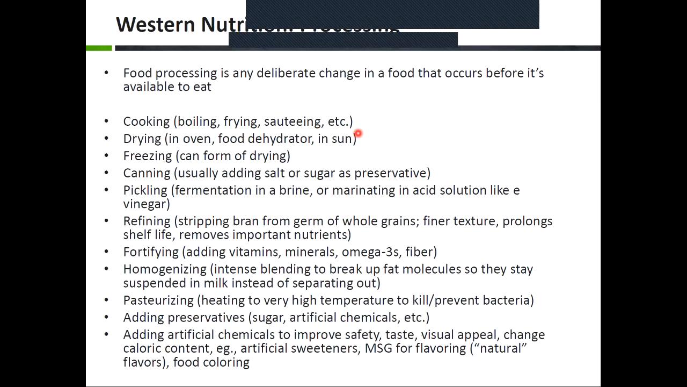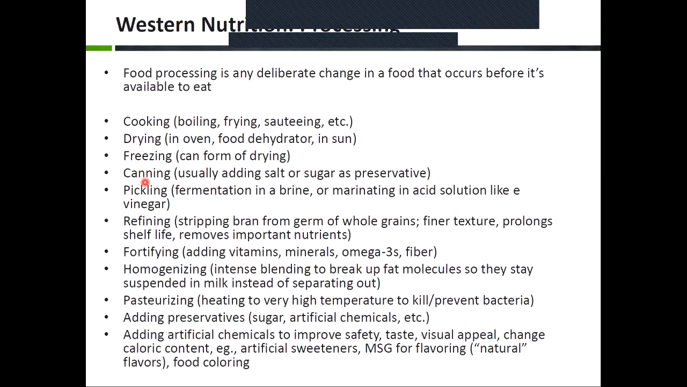Then, of course, you have drying. What happens when you put something in for baking? It basically dries out the water content, right? If you've ever put vegetables in an oven, they start drying out. The same thing happens in a food dehydrator and in the sun. Then there's freezing: flash freezing now, and of course the old-fashioned freezing as well.